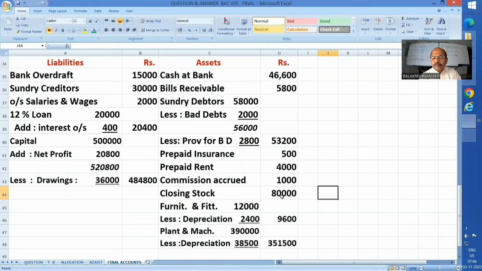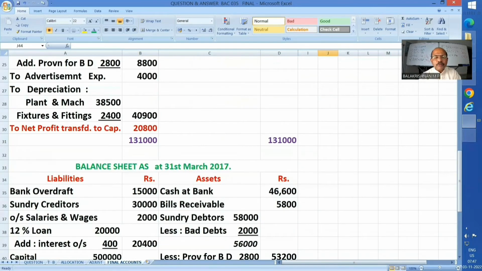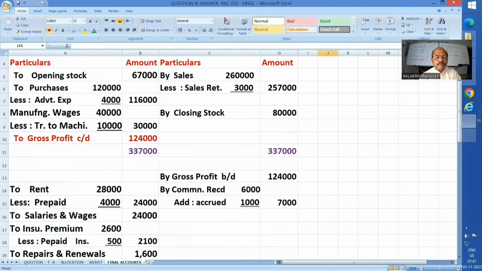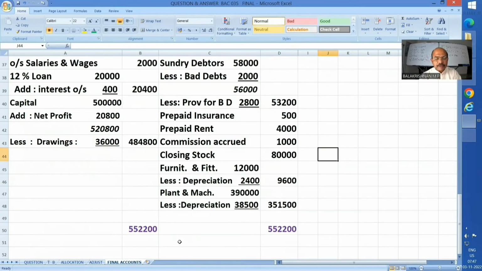Closing stock 80,000. We have already seen it, it comes here. Okay. And these fixed assets, subject to depreciation, net figures. Both the sides tally. That also we are verifying. So if you do everything in a systematic way, it is very easy, right? So that's all about this first question. Now let us move to the second and last question of the day.